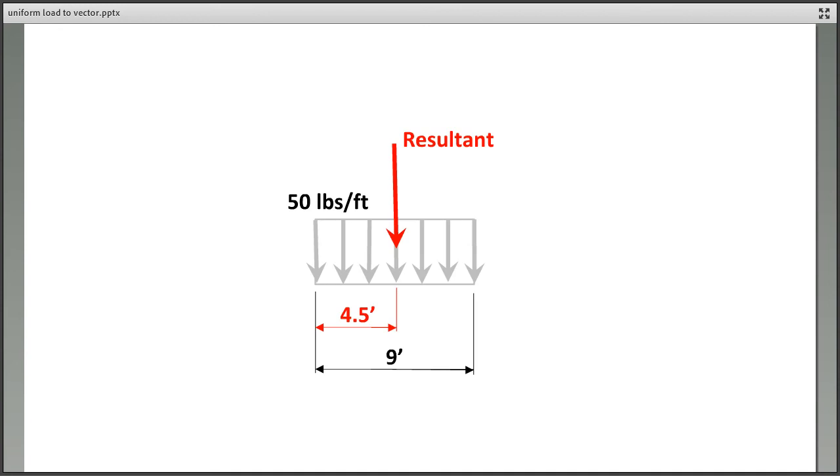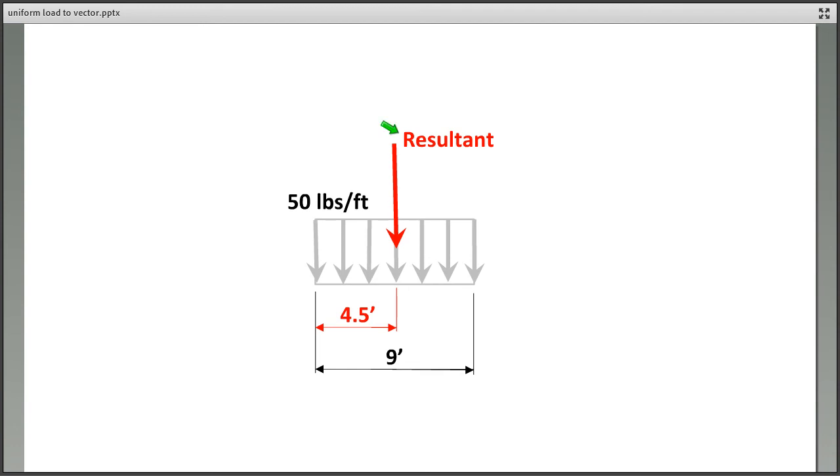Well, what we can do is use a resultant force. And the resultant force is going to act right through the centroid, the center of the shape. In this case, we have a rectangle. So the center of that shape, since it's 9 feet total length, this centroid would just be half of that, or 4.5 feet. 4.5 feet from the left and 4.5 feet from the right. That's the location of the resultant.